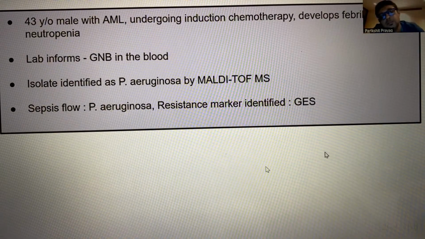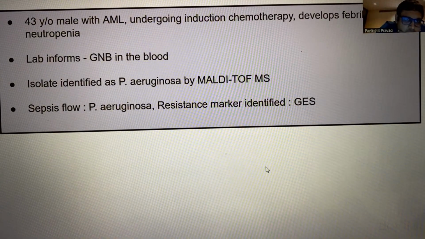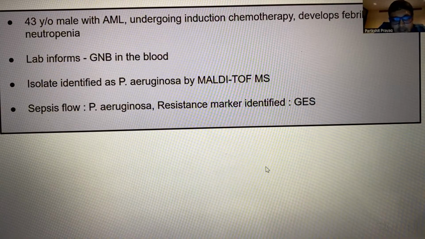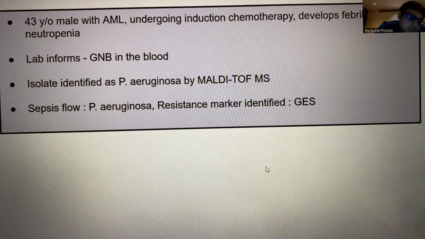Now let us look at a patient like this. This was a 43-year-old gentleman we had last year with AML, undergoing induction chemotherapy. He developed febrile neutropenia. The lab informed that he has GNB in the blood, and this isolate was identified as Pseudomonas by MALDI. And Neha is going to be talking about ways by which we can identify these enzymes. So PCR-based analysis was done, and it is saying that the organism is identified as Pseudomonas and the resistance marker identified as GES.